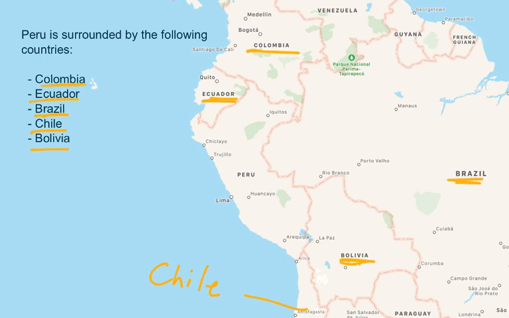Now, at some point or another, Peru has gone to war with some of these countries, kind of arguing and fighting over territory and who owns what. But for the most part, things have been pretty peaceful these last few years.